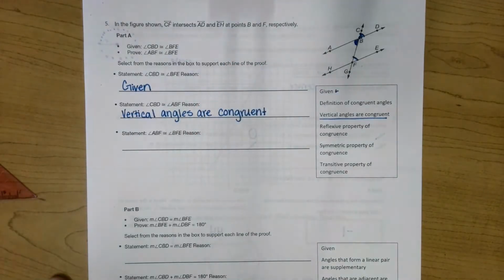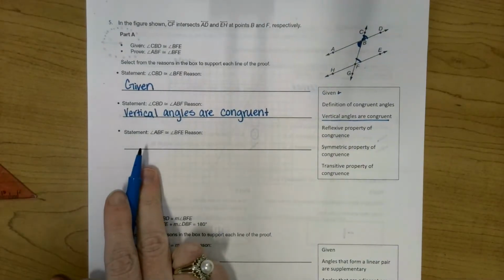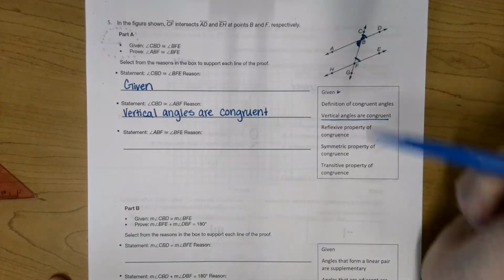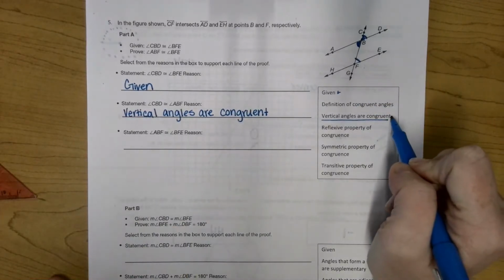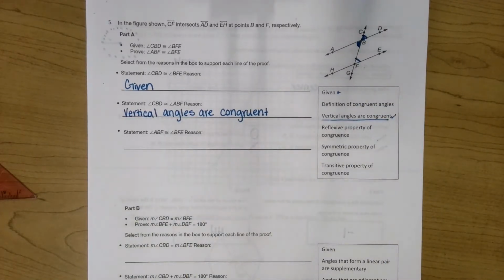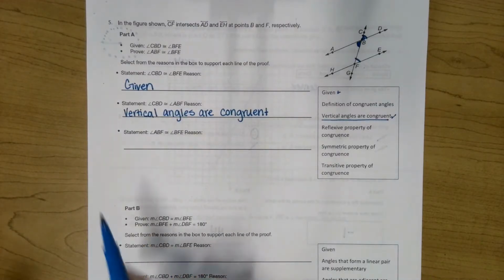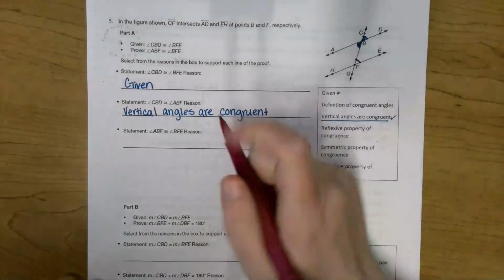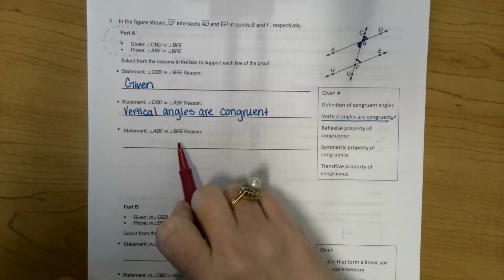Okay. And then our last statement, ABF is congruent to BFE, which is what we're proving. Notice the word prove is not on here because prove is never an answer. It is never a reason. Every time you write the word prove down, a puppy dies. Don't get me fired. All right, we want to know why ABF and BFE are congruent.